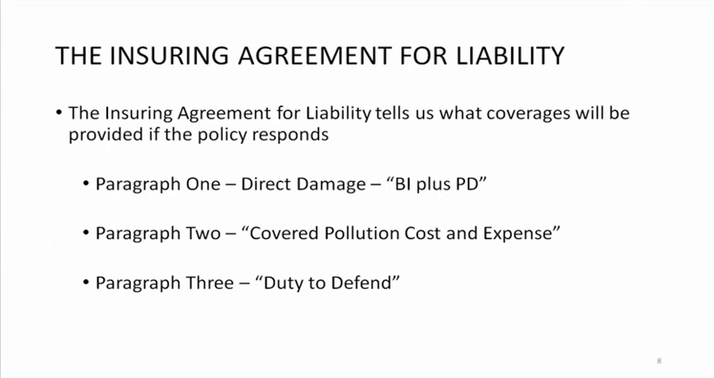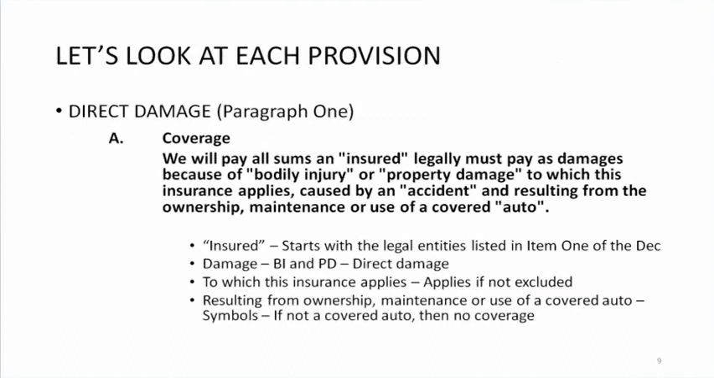The insurance agreement for liability tells us what coverage will be provided if the policy responds. Paragraph 1, direct damage. That's bodily injury, property damage. Paragraph 2, covered pollution cost and expense. And paragraph 3, a duty to defend. So let's look at the direct damage. We'll pay all sums an insured. An insured starts with the legal entity listed in item 1 of the deck. In other words, the entity that you list or any legal entity you list in item 1 of the deck.